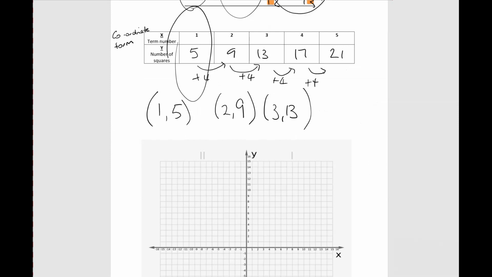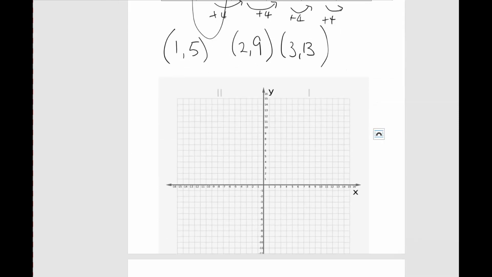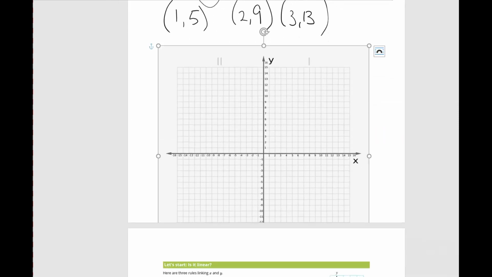So we can graph these on axes, and I've just gotten myself a bigger axis because these ones take up a bit of space. So I would go 1, 5. So I'd go across 1 and up 5 and put a dot. I'd go across 2 and up 9 and put a dot. Across 3 and up 13 and put a dot. And we can see that it's making a nice straight line.